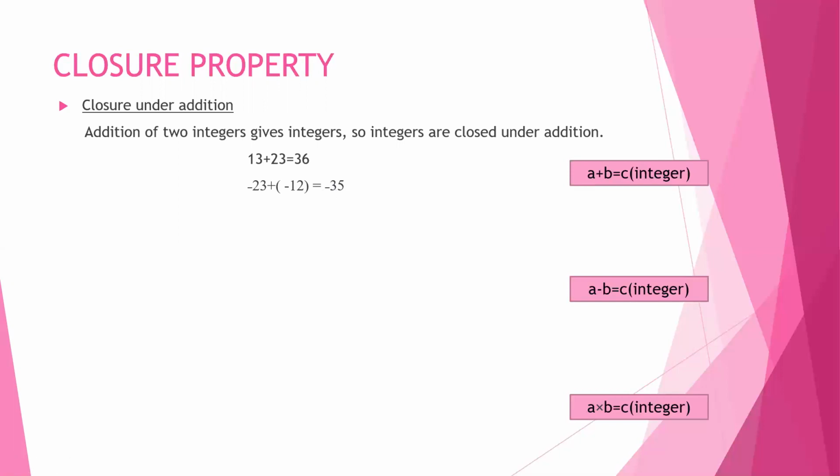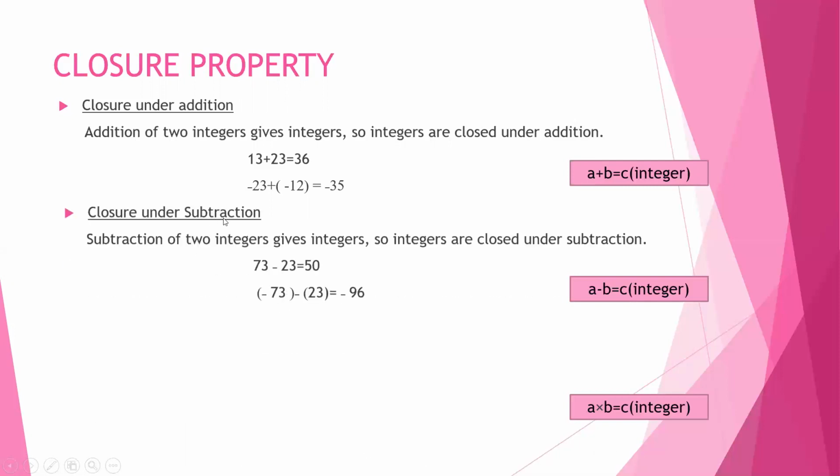When it is true in all the cases, either positive or negative, then we will say that the integers are closed under addition. Now the next is closure under subtraction. The set of integers under the operation of subtraction is also integers. See, when 23 is subtracted from 73, that is 50. So 50 is what? 50 is an integer. If I'm subtracting 23 from negative 73, then I'm getting minus 96.